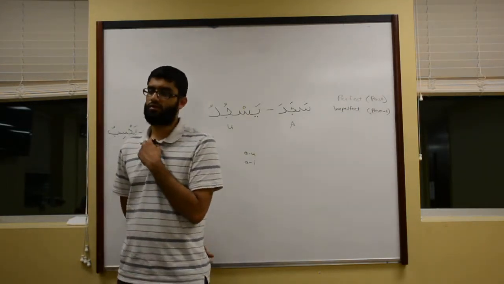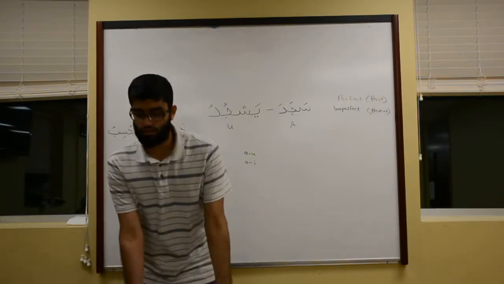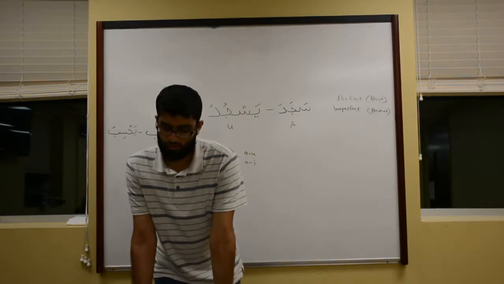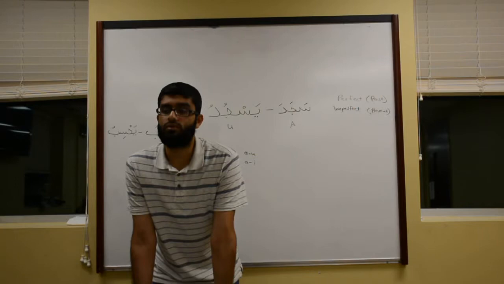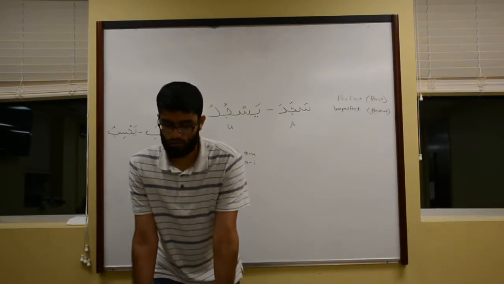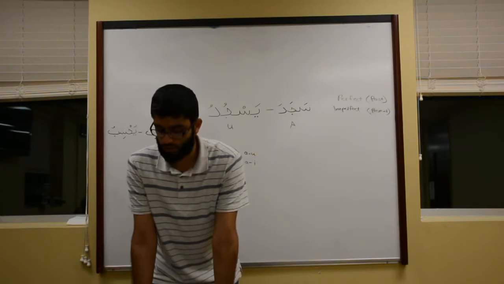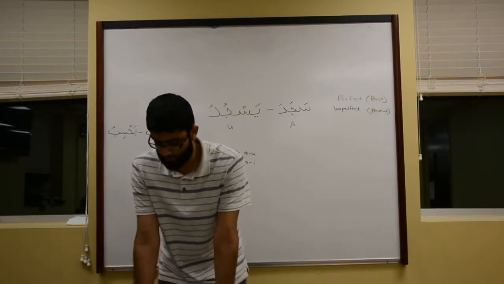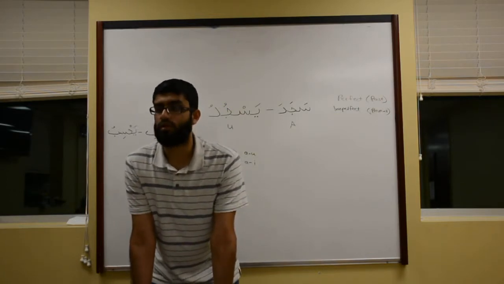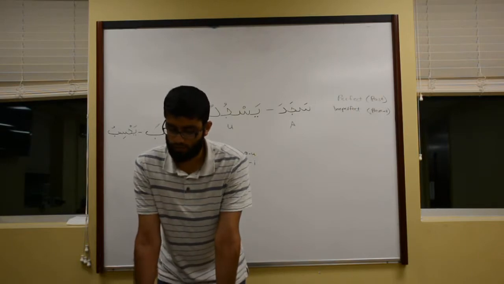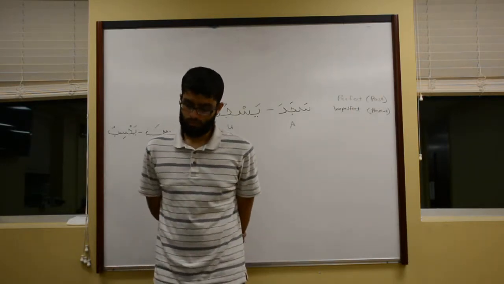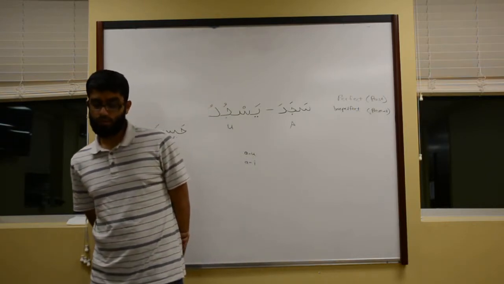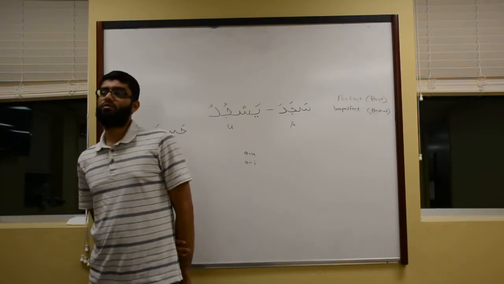How about sakana? He lived. For the present tense. Sakana, yaskunu, yaskunani, yaskununa. Hiya taskunu, taskunani, yaskunna. Anta taskunu, then taskunani, taskunna. Antum taskununa.